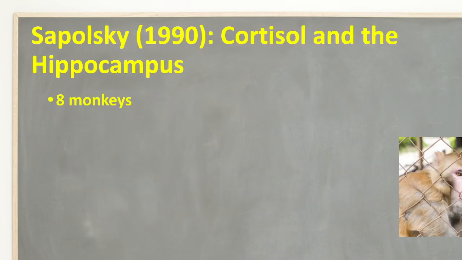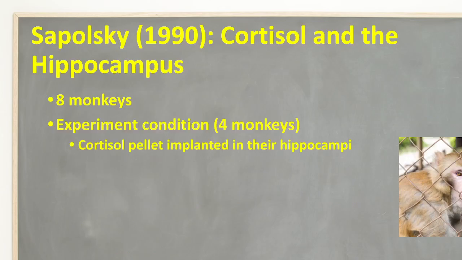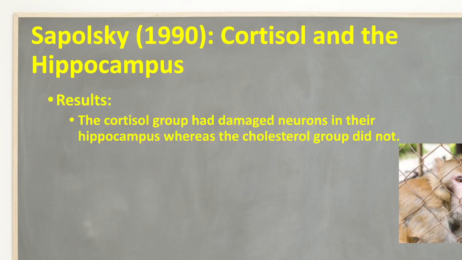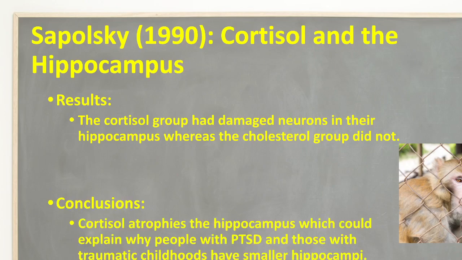Just quickly, another study on cortisol and the hippocampus, again using animal experimentation. This is more to show us the effects of stress in damaging the brain, kind of showing neuroplasticity. They had one group of monkeys, they put cortisol, and another they put cholesterol, and they found that cortisol shrank the hippocampus and created damage in the neurons compared to the cholesterol group. Which is what they knew from people with PTSD, that they had damage to their brain, they had damage to the hippocampus.